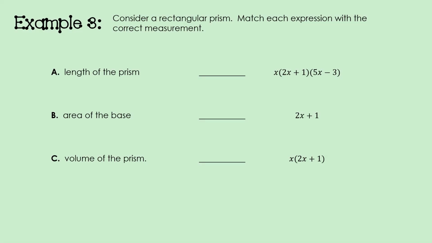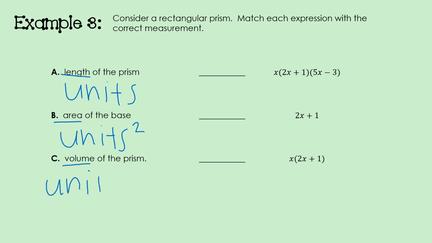For our last example, we are considering a rectangular prism and we are matching each expression with the correct measurement. So we have 3 expressions and we have 3 different measurements in words. So length of the prism, area of the base, and volume of the prism. What we're really looking at is making sure that you understand the units of these measurements. So length is just units. Area would be units squared, and volume would be units cubed.